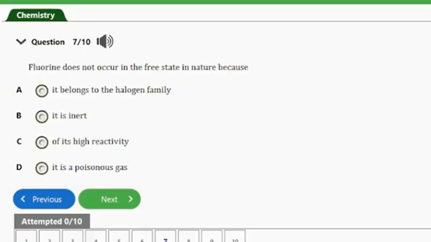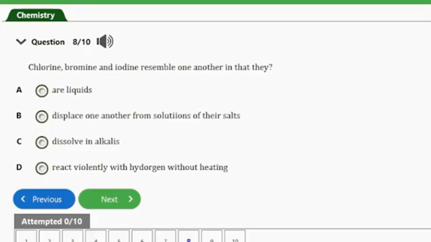Question number 7 here. It says fluorine does not occur in the free state in nature because: A, it belongs to the halogen family; B, it is inert; C, because of its high reactivity; and D, because it is a poisonous gas. So guys, the answer to this question is option C here, and that's because of its high reactivity. Fluorine is actually very highly reactive, and because of that, it does not occur in the free state in nature. So guys, that's it for that question. Let's consider the next question.